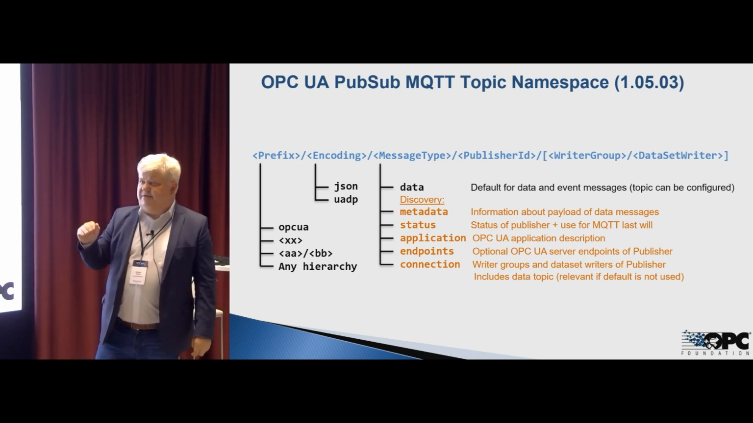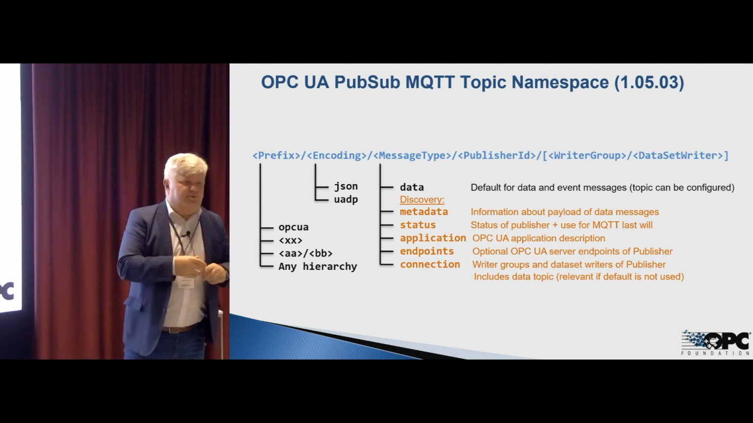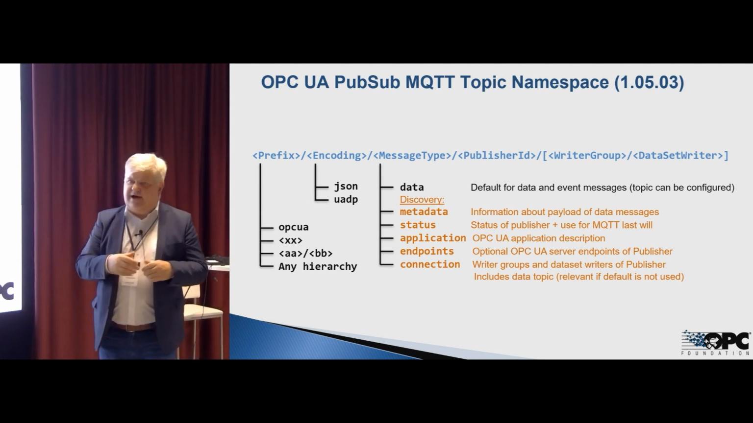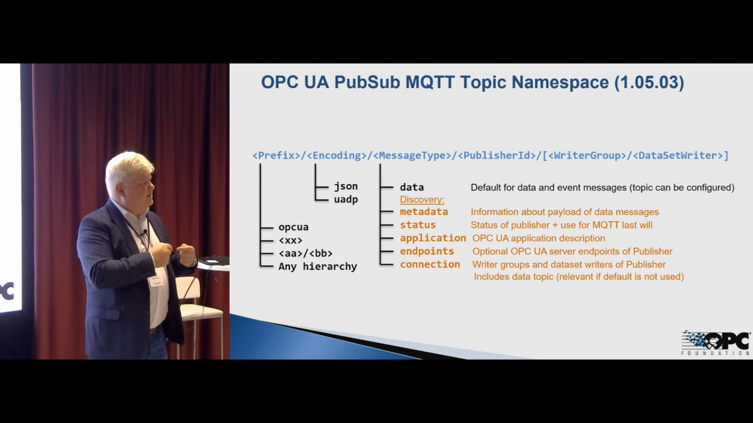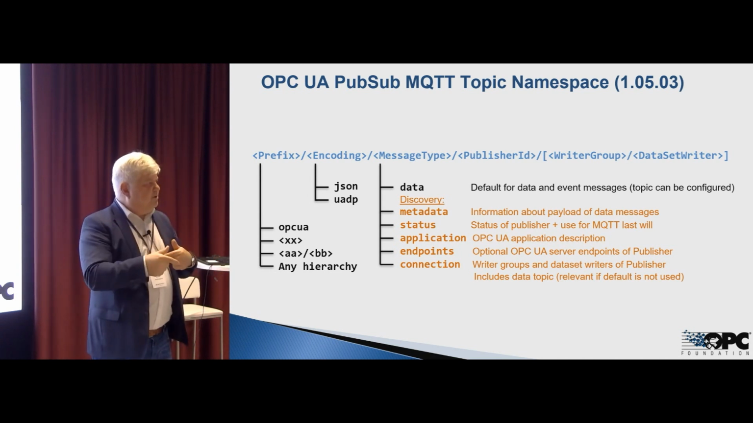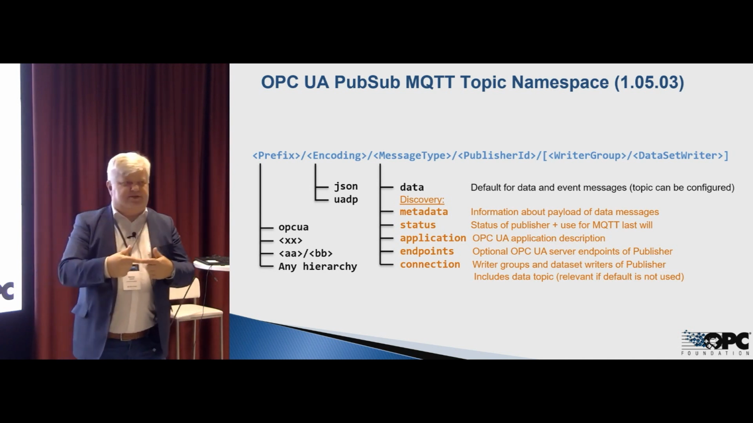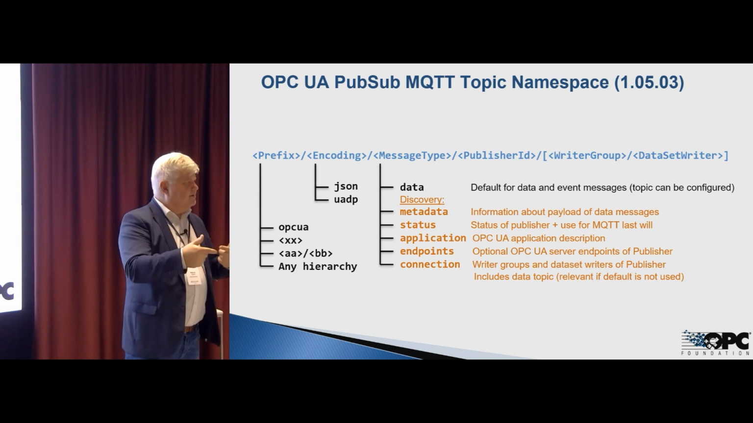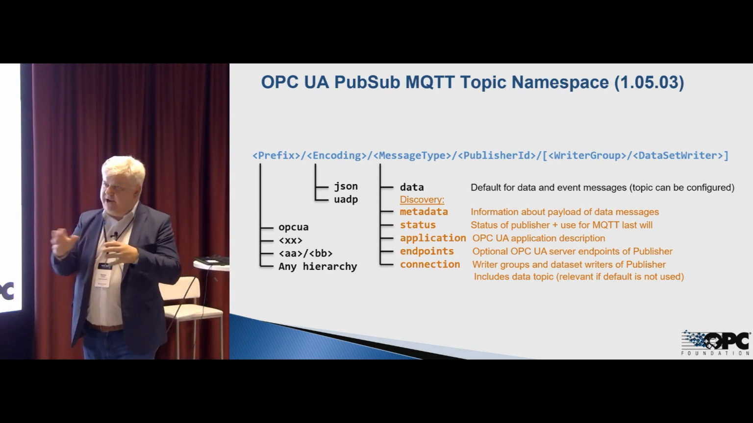If you're aware a little bit of MQTT, we use that especially for the last will and testament. So the feature is that the publisher publishes its status, but if the publisher goes away, the broker can send this testament message, the last will message, on behalf of the publisher, so that the subscribers know the publisher is no longer connected to the broker.